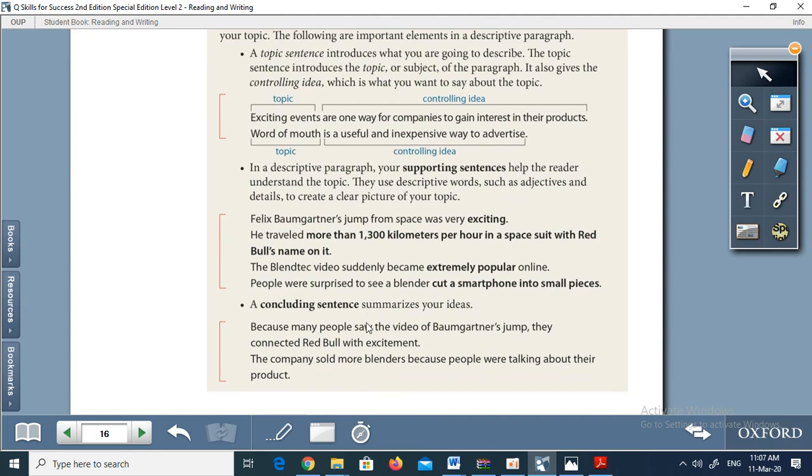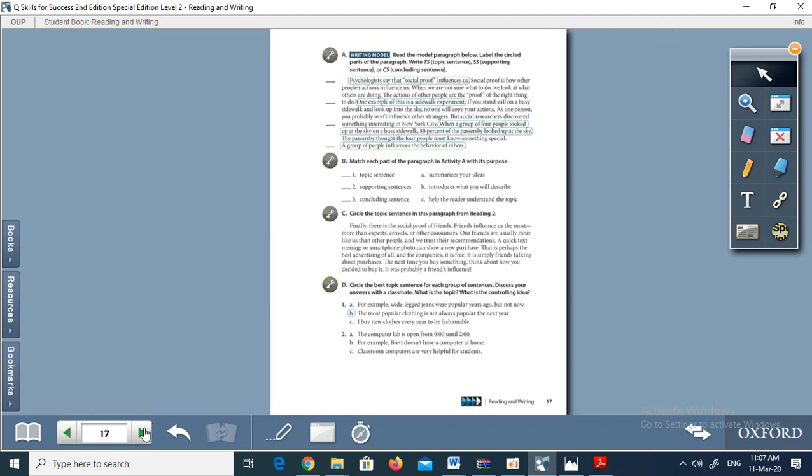And then you write a concluding sentence where you summarize the ideas, meaning you can repeat the main idea again in different words while you conclude your paragraph. Now we look at some examples after that, so you can have a better idea of what we are doing here, right?